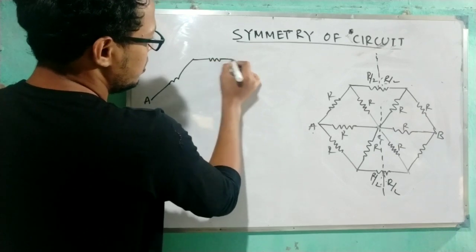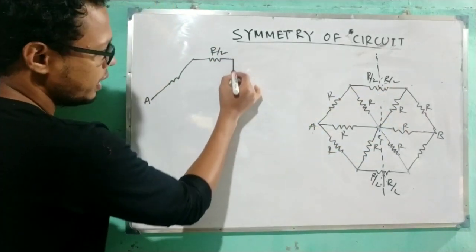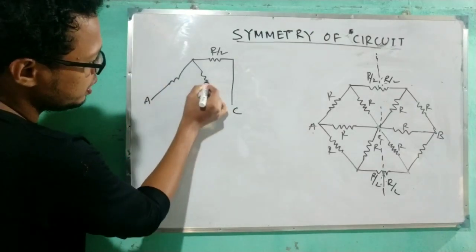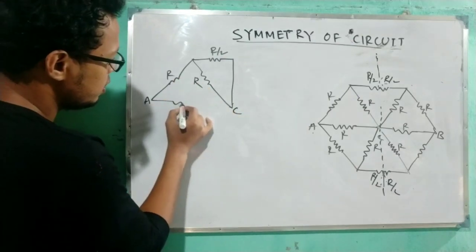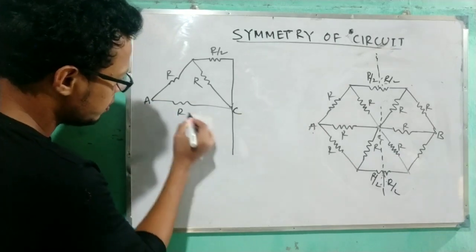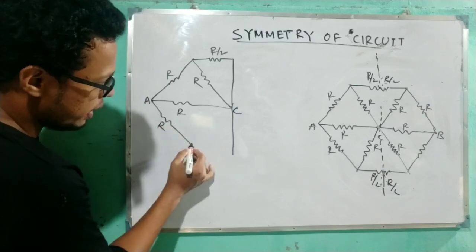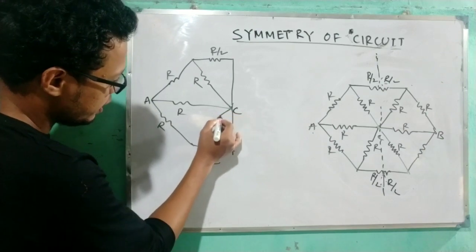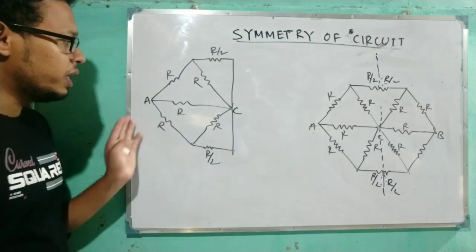Now see, this is R by 2, obviously this is R by 2, this side only I am drawing, and this is the point C. From here one resistance is connected, which is R. This is also R, and this resistance is also R. Same case here: this is R, and here this will be R by 2, and here one more R is there. Now I will find the equivalent resistance between A and C.